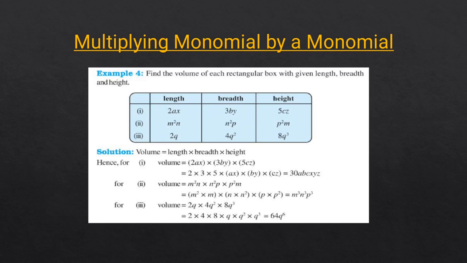Well, here, the length of the rectangular box is 2ax, the breadth of the given rectangular box is 3by, and the height is 5cz. Now, as we know that the formula for volume is length into breadth into height, we can easily place the given values into the formula and thus obtain the volume of the rectangular box as 30abc xyz. This was the simplest multiplication that we have done till date.